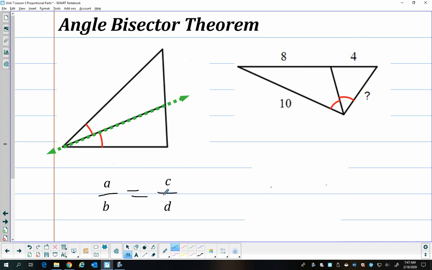Very similar to the other ones. And again, there are other ways to write these fractions, but I'm going to try and be consistent to what I just showed. If I extend my angle bisector, I have 10 over question mark, and I have 8 over 4. Again, the 10 and the 8 come from the same side of this green line, and the question mark and 4 come from the same side.